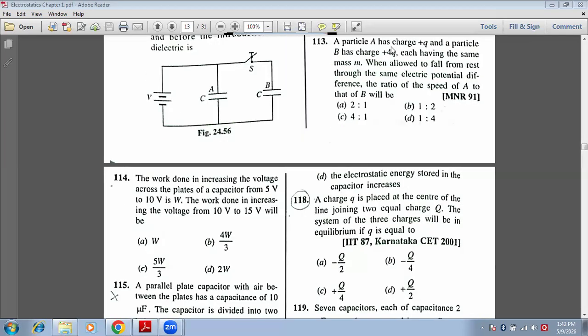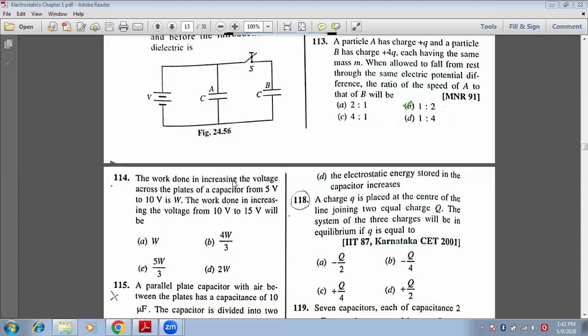A particle A has charge plus Q and a particle B has charge plus 4Q, each having the same mass M. When allowed to fall from rest through the same electric potential difference, the ratio of the speed of A to that of B will be option A 2:1, option B 1:2, option C 4:1, option D 1:4. Correct answer option B 1:2.